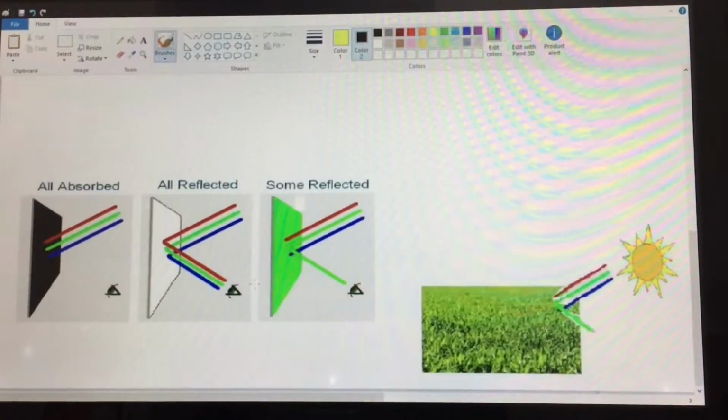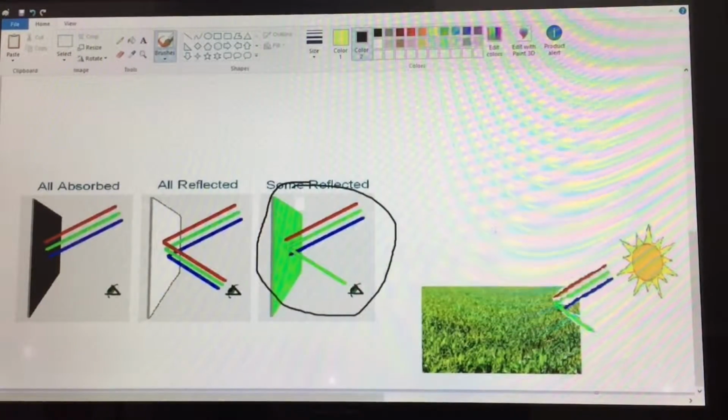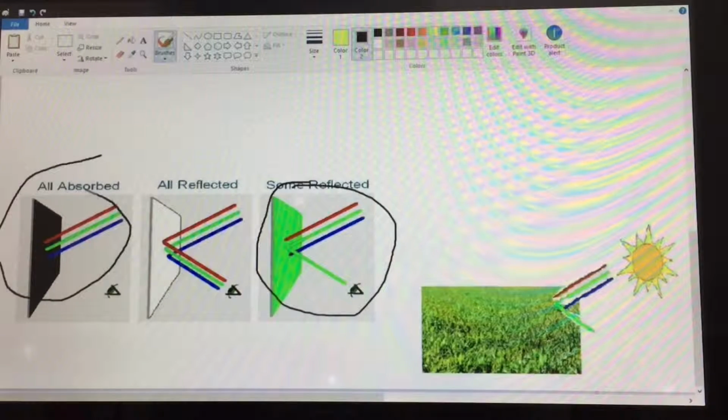Light has a few properties. It can be reflected, absorbed, or transmitted. When light is reflected off something, it is bounced off of it. That is shown in this diagram right here. And also, when the sun shines light on this grass, the grass takes in this red light and this blue light, but rather than taking in the green light, it reflects it off, and that is why we see the grass as green. Absorbed means that it is taken in, like how every color is absorbed into black, as shown in this diagram right here.